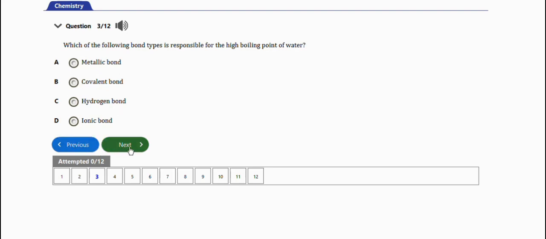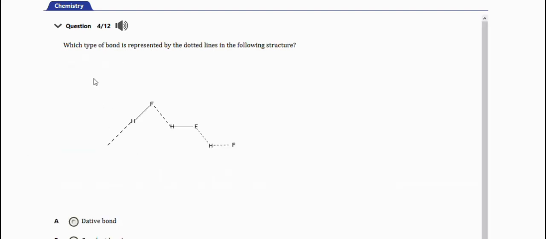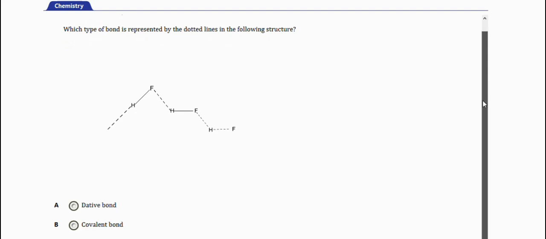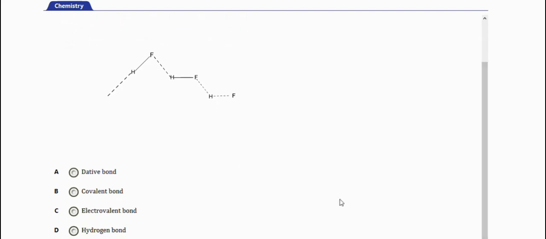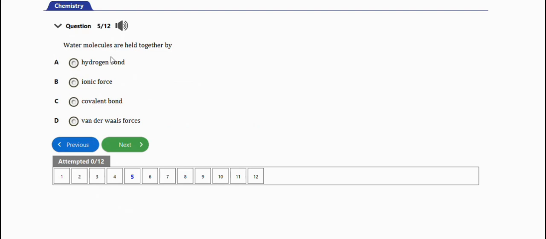The next repeated question will be this one. It says which type of bond is represented by the dotted lines in the following structure? So this is hydrogen bond, guys. The right answer is option D. The next repeated question will be this one. It says water molecules are held together by, so the right answer is option A, which is hydrogen bond.